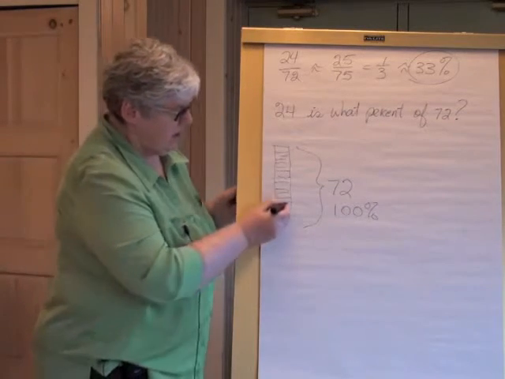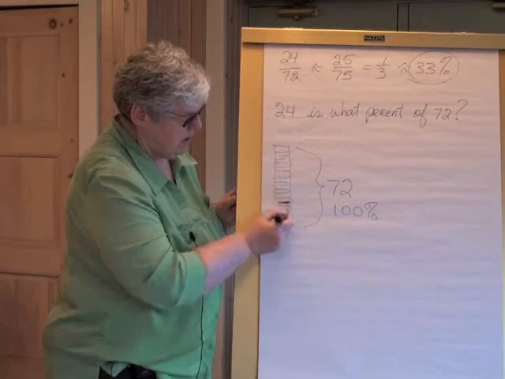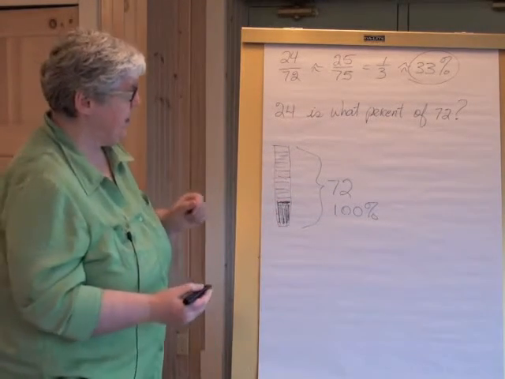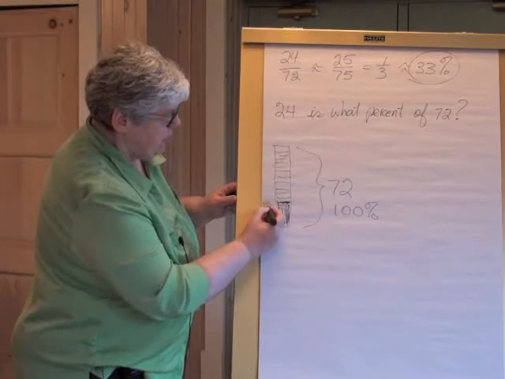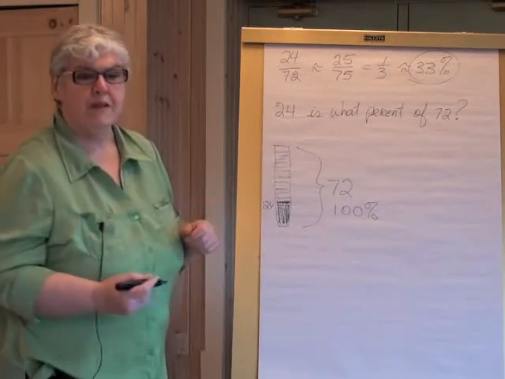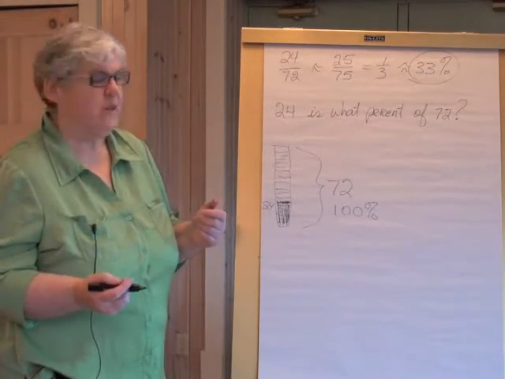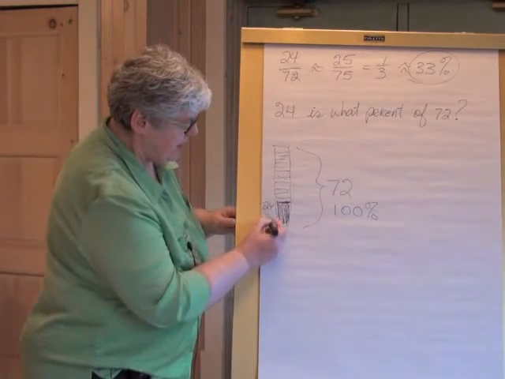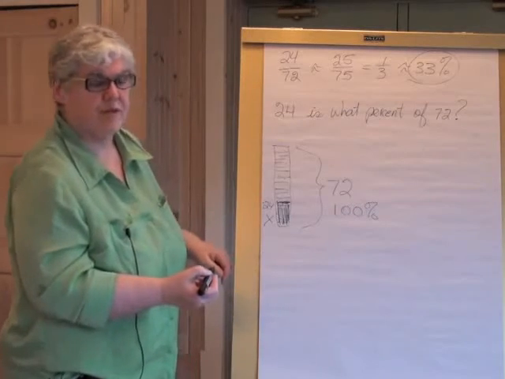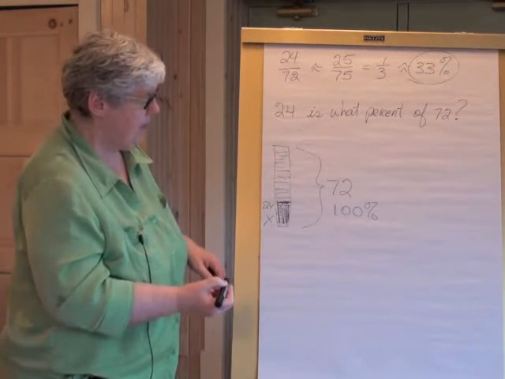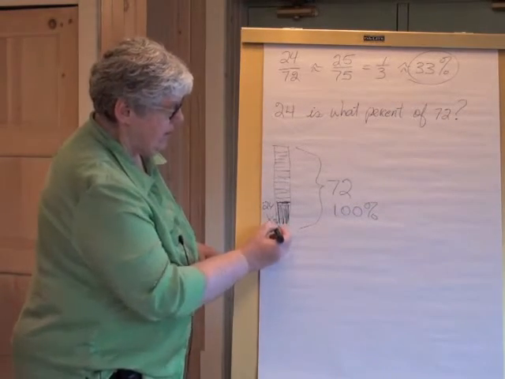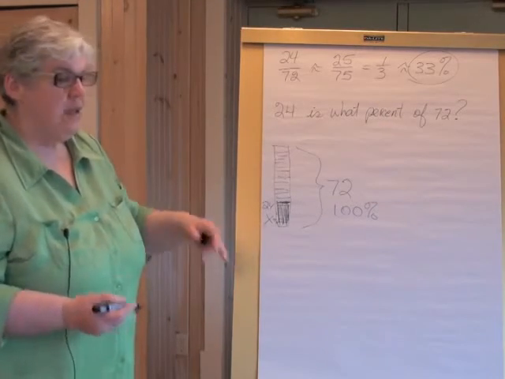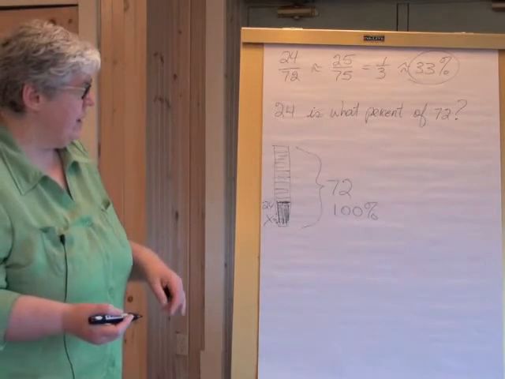And then in my diagram, I'm going to mark on my part. The part is 24. So I'll shade that in. I know that this is 24. Do I know what percent it is? No, that's what they're asking me. What percent? So I'm going to say X percent. And I can write a little percent here if I want to, just to remind myself that that's the problem, that that's the percentage.